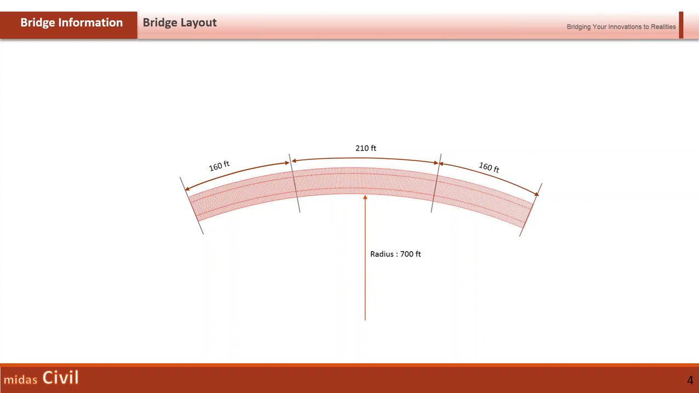So how to start with such a thing? I will just show you in a few minutes. So we have 3 spans of 160 feet, and 200 feet the mid span, and the third span is 160 feet again. And the radius of curvature is just a single radius, that is 700 feet for the curved bridge.